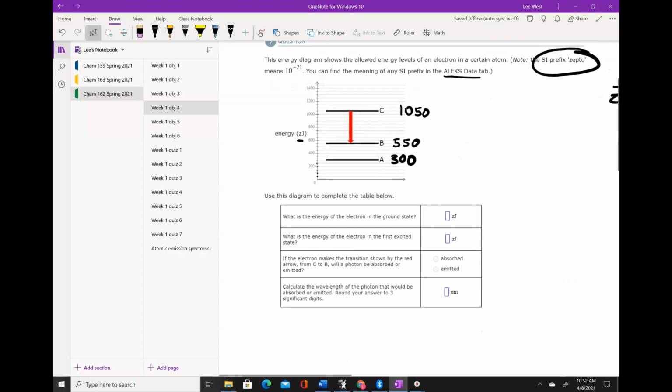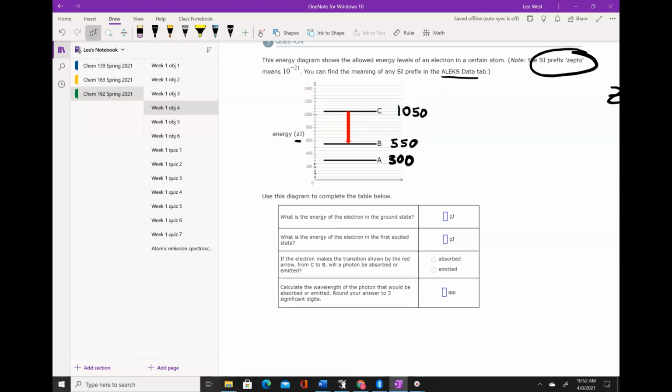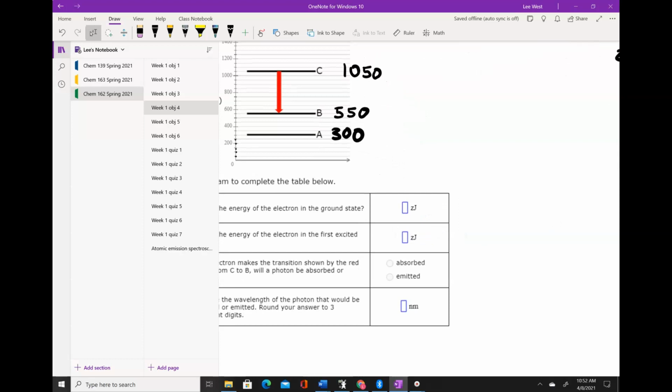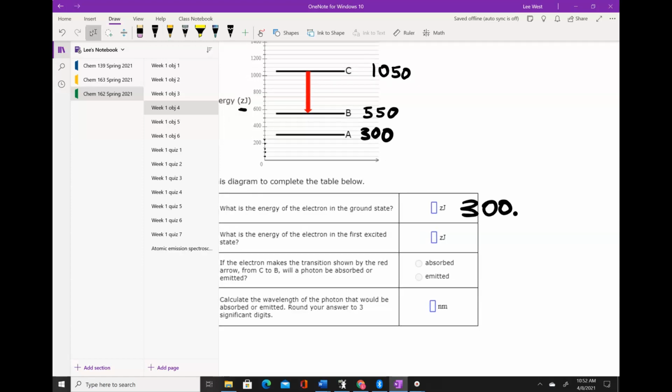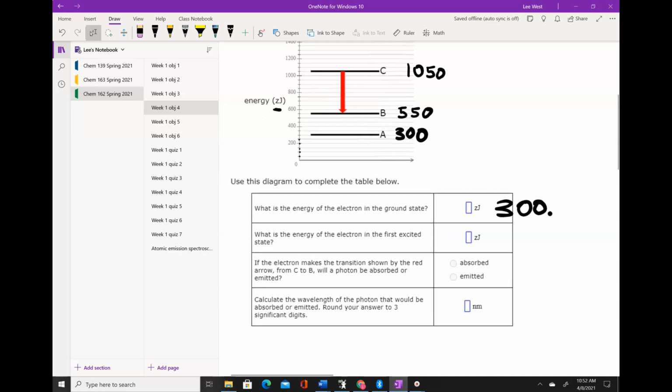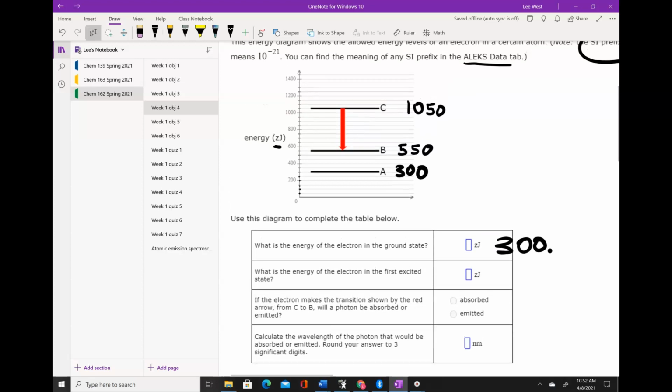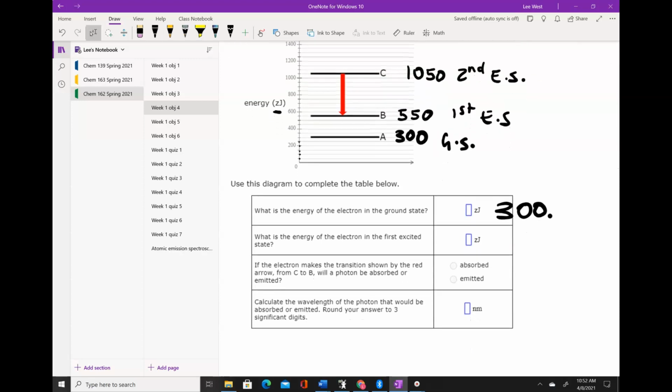There they all are. So what is the energy of the electron in the ground state? The ground state is the lowest lying one, so it's going to be 300, and you want to put a decimal on the end, 300 zeptojoules. Okay, then it says, what is the energy of the electron in the first excited state? So that's the ground state, the first excited state, and that's going to be the second excited state. So the first excited state is 550.